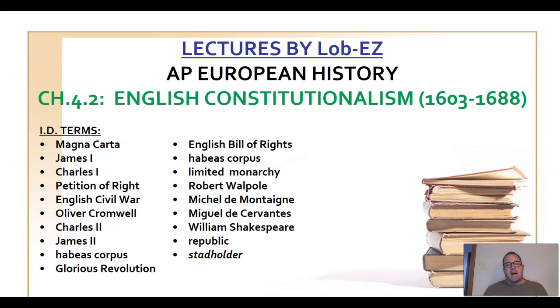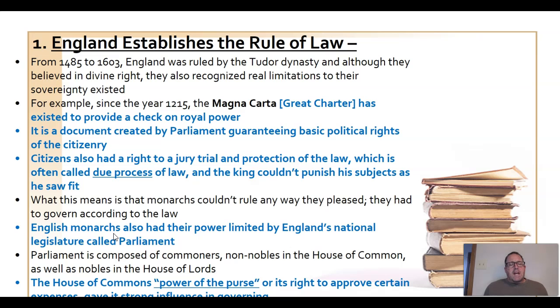Today we'll be talking about English constitutionalism, with our primary focus being the English Civil War and those events that led up to it, and then, of course, the events that followed, sort of the fallout of the Civil War. All right. So the first thing, before we frame this a little bit, we need to back up a little bit and provide a little context.